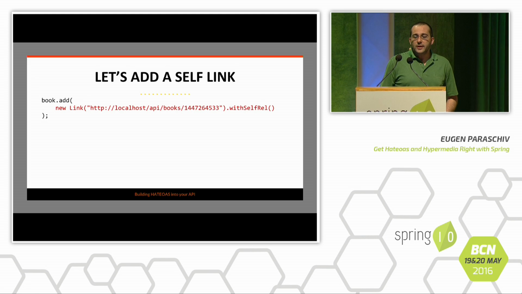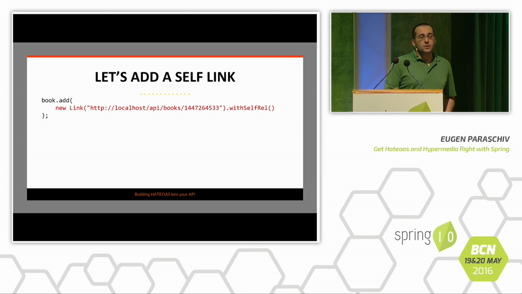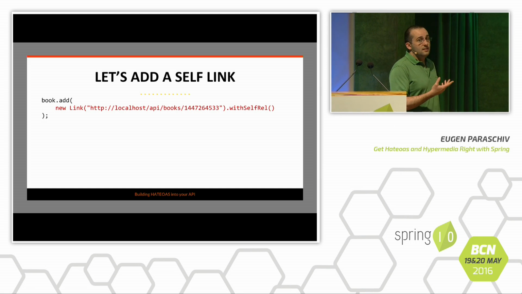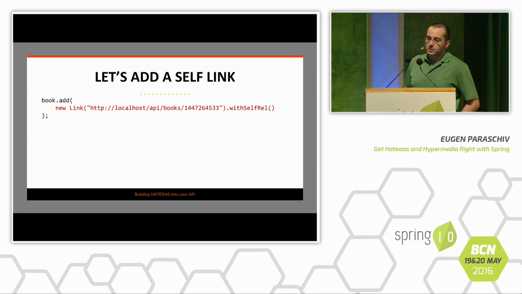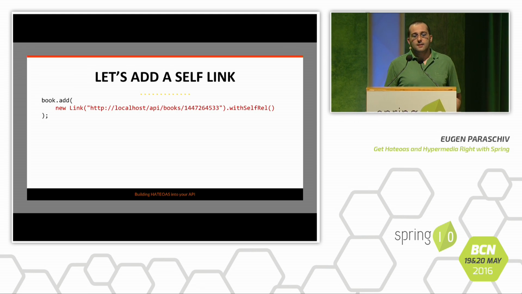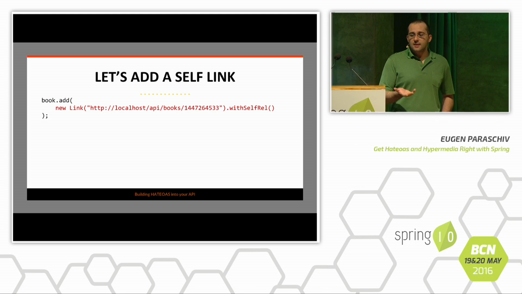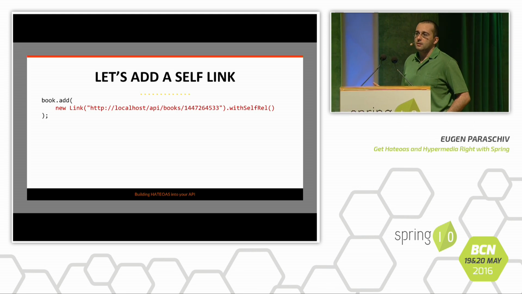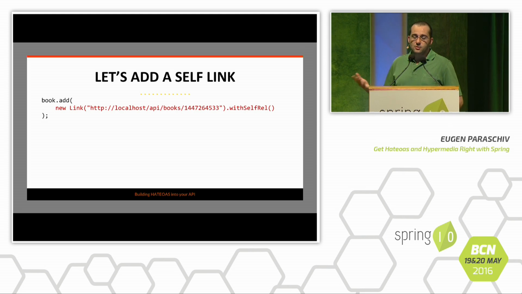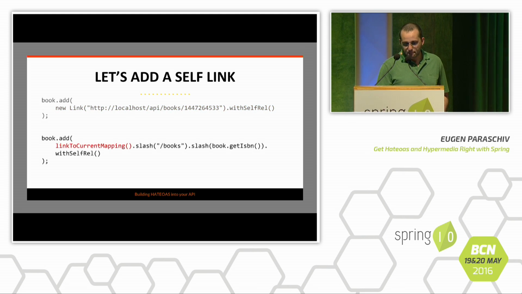So let's see how we can add a link. We had our book. How do we do it? Well, we could do it like this, right? We could do it with just the full URI. The problem if we do it like this is, of course, that it's going to be hard-coded. If we do it like this and we happen to deploy on localhost, that's great. But what happens if we deploy on something else or we change the port? So obviously, we can do better than this.